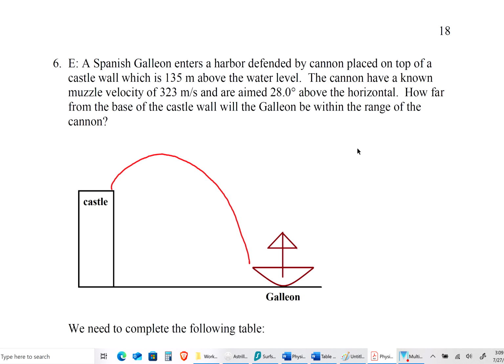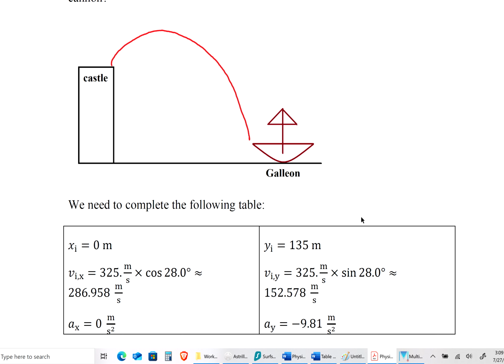Question 6. A Spanish galleon enters a harbor defended by a cannon placed on top of a castle wall, which is 135 meters above the water level. The cannon have a known muzzle velocity of 323 meters per second and are aimed 28 degrees above the horizontal. How far from the base of the castle wall will the galleon be within the range of the cannon? So we want to find this horizontal distance. We need to complete the following table.